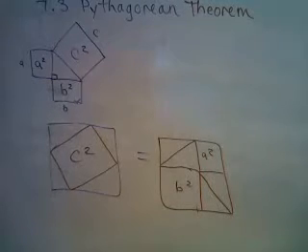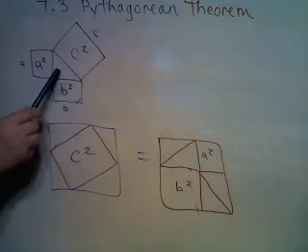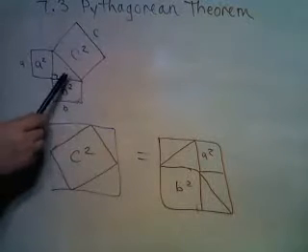So the Pythagorean theorem has to do with right triangles. It can only be a right triangle. It can't be an obtuse triangle. It can't be an acute triangle. It has to be right. So if you can envision a right triangle with sides A, B, and C, right?